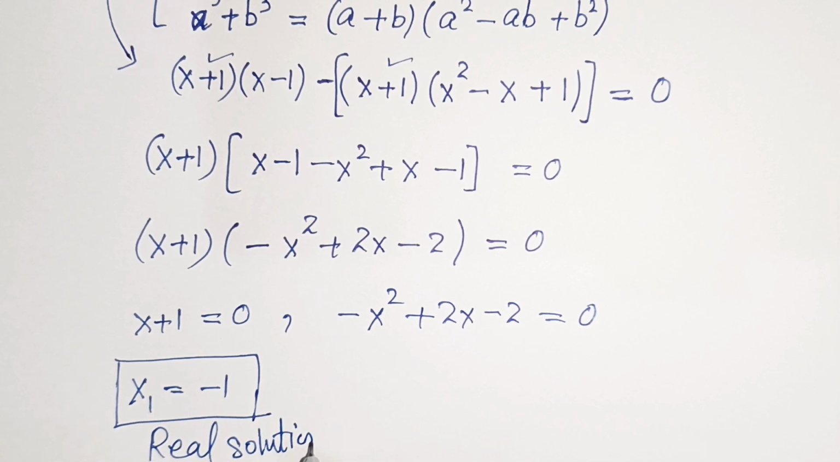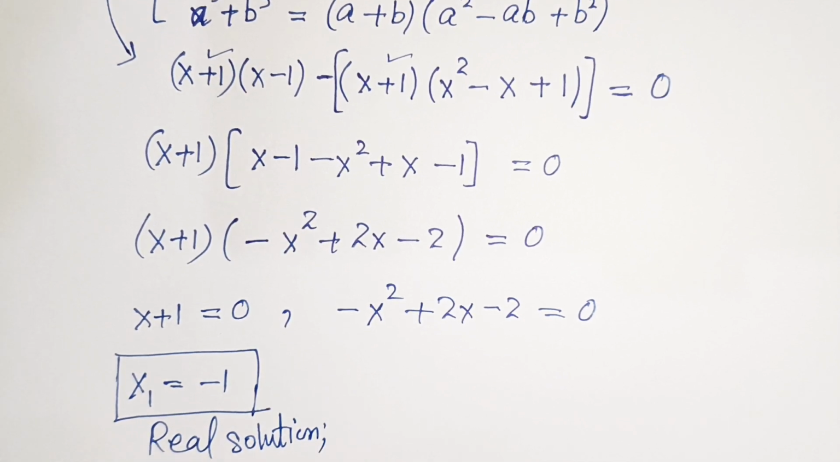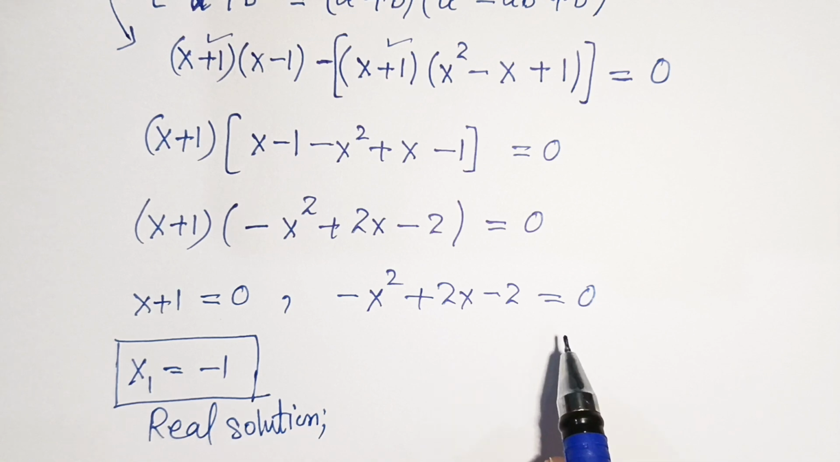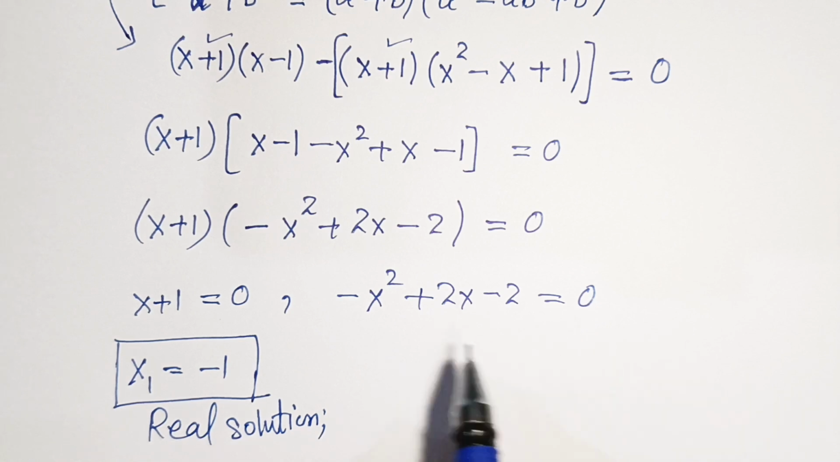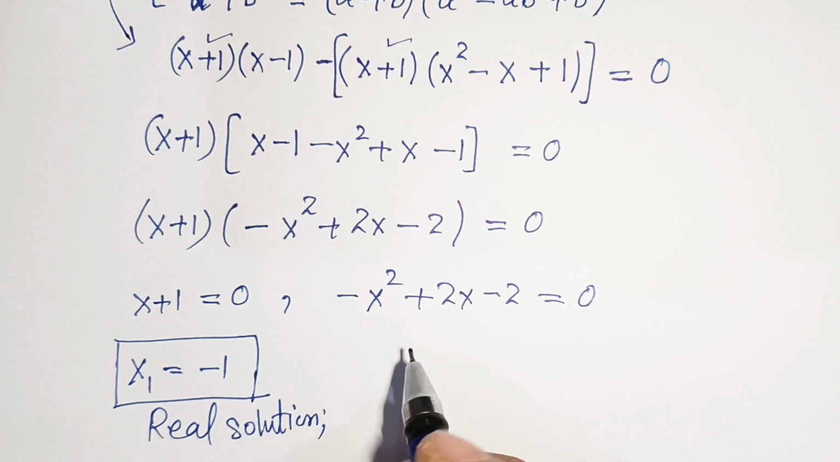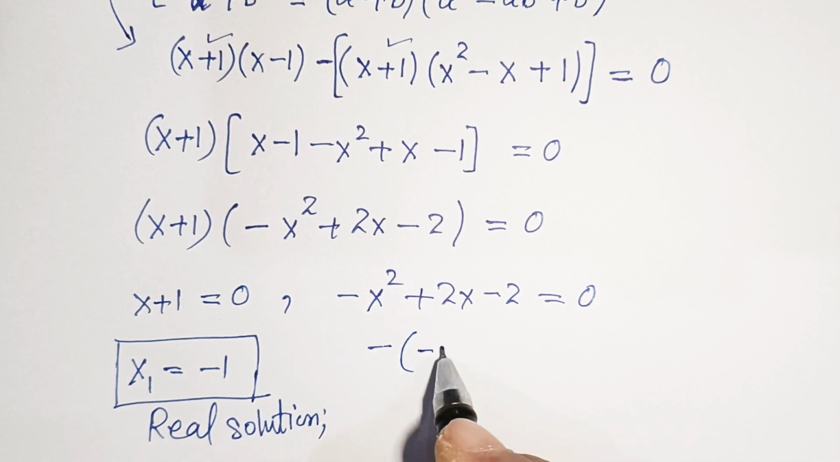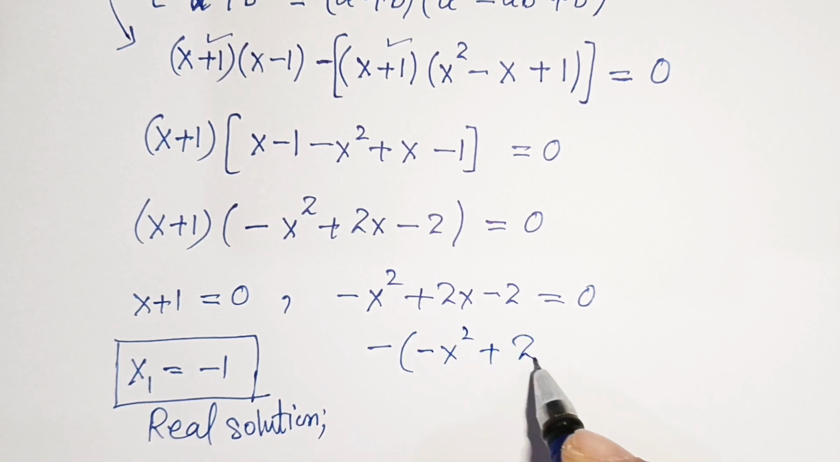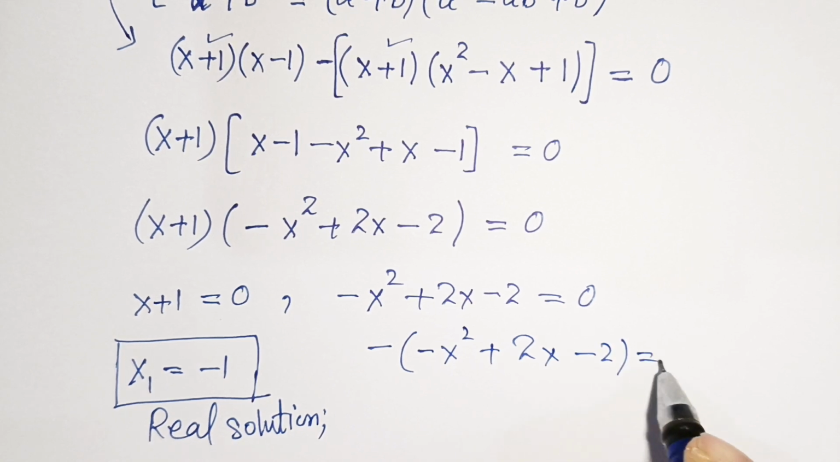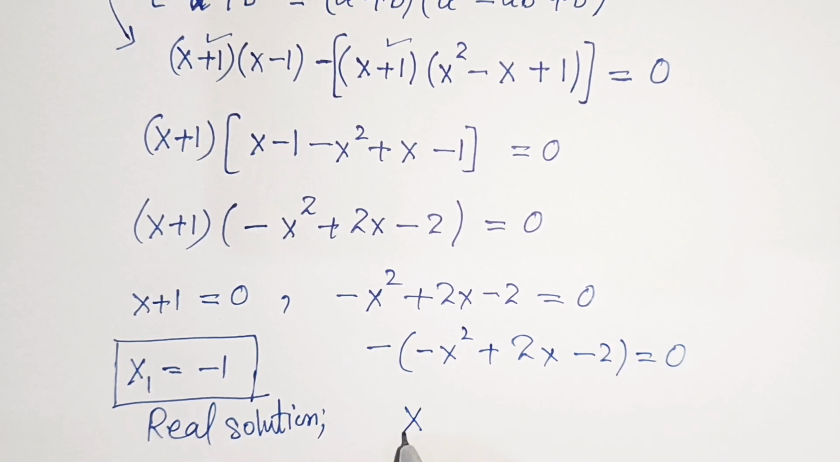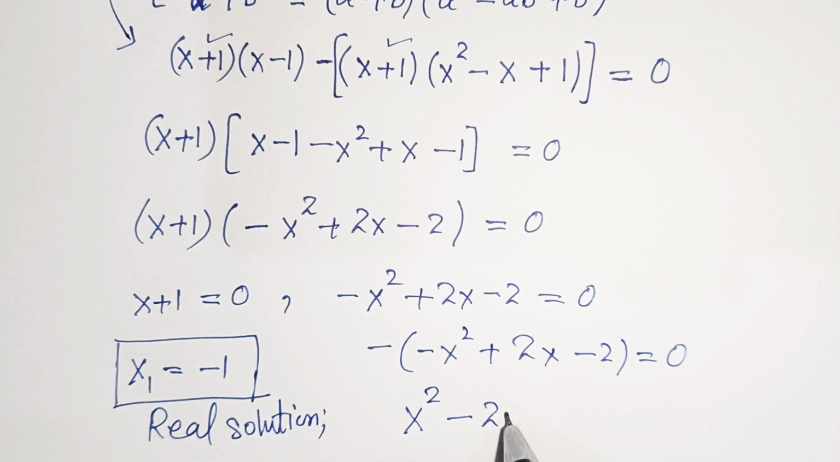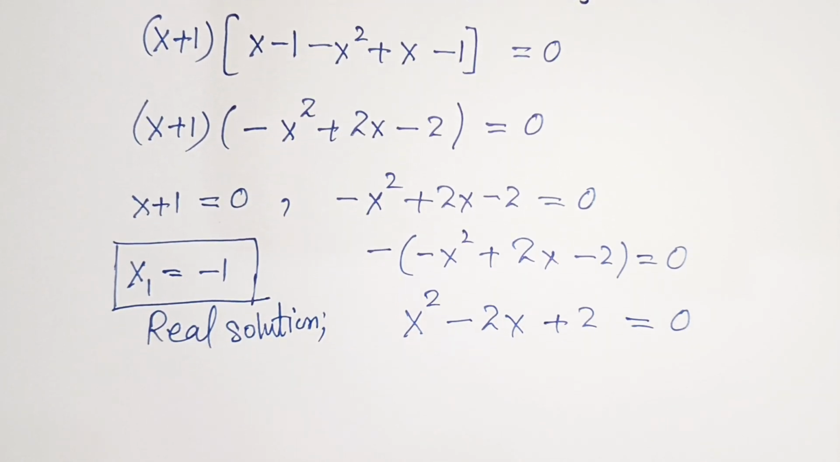Now we have to find the value of x from this second equation. So here if we multiply minus 1 on both hand sides, then we get, here we have minus times minus x squared plus 2 times x minus 2 is equal to 0. So minus times minus is plus: x squared minus 2x plus 2 is equal to 0. Now it is a nice quadratic equation. We have to solve this by using the quadratic formula.